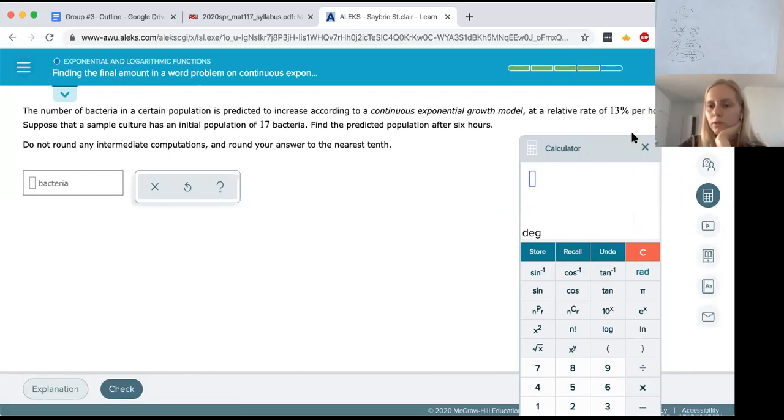Okay, so at a relative rate. Okay, so 17. And then let's see. It's positive, I think. Yeah, it's increasing growth. And then six hours. Yeah. So 37.1. There you go. That should be good.